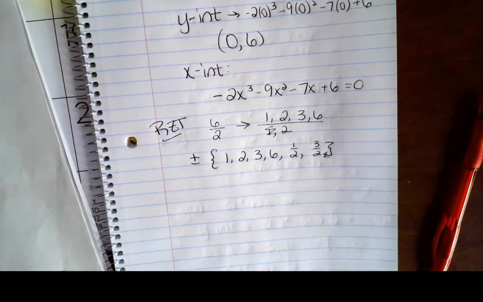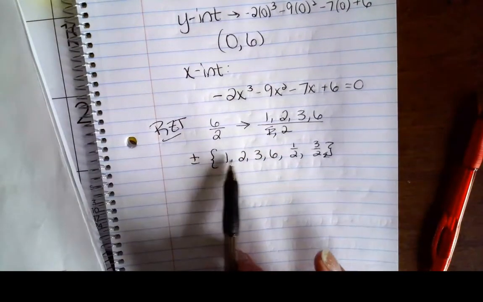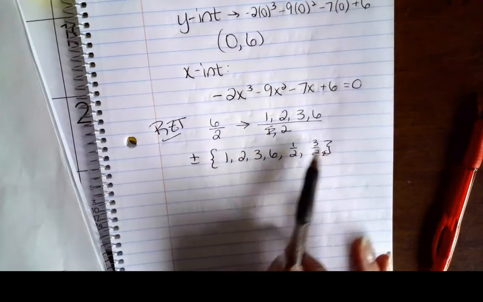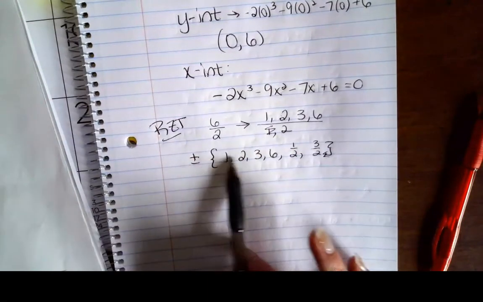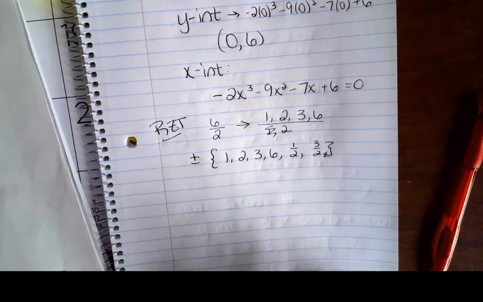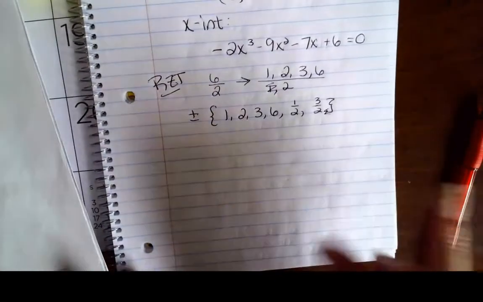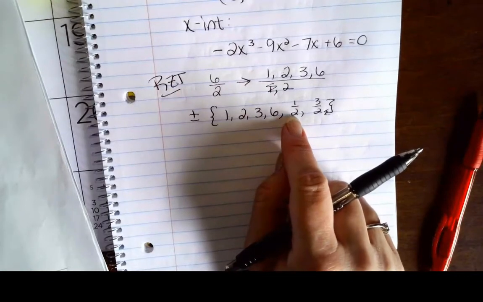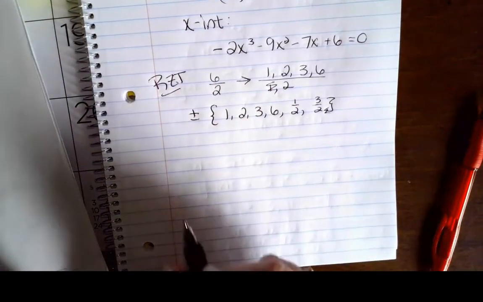So out of an infinite number of places where it could cross the x-axis, I've narrowed it down to 12 because these can all be positive or these can be negative. So there's a total of 12 options there. And simply because I know where we're going, I am going to use 1/2. Okay, and I'm going to see if 1/2 works.